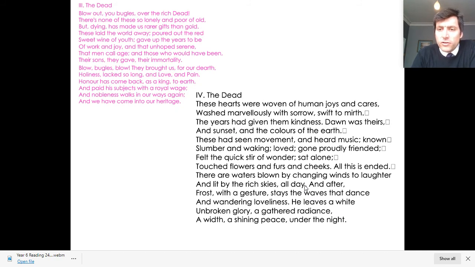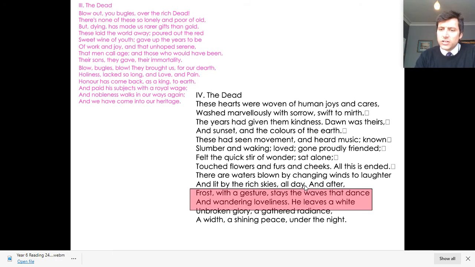The second dead poem, then, number 4. These hearts are woven of human joys and cares, washed marvellously with sorrow, swift to mirth. The years had given them kindness, dawn was theirs, and sunset, and the colours of the earth. These had seen movement and heard music, known slumber and waking, loved and gone proudly friended, felt the quick stir of wonder, sat alone, touched flowers and furs and cheeks. All this is ended. There are waters blown by changing winds to laughter, and lit by the rich skies all day. And after, frost with a gesture stays the waves that dance and wandering loveliness. He leaves a white unbroken glory, a gathered radiance, a width of shining peace under the night.